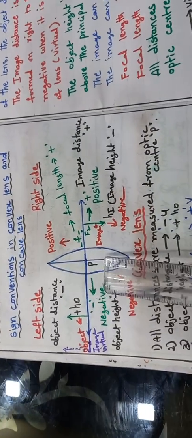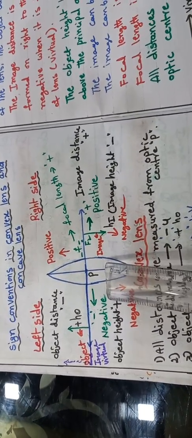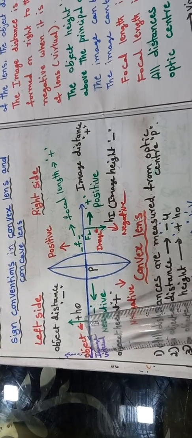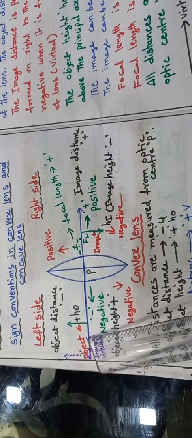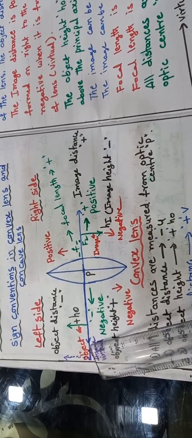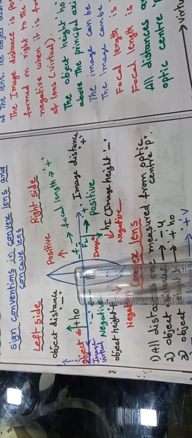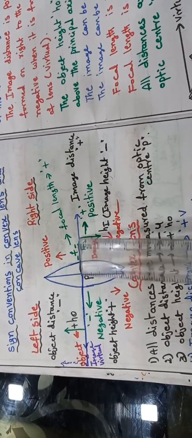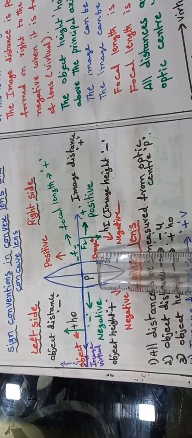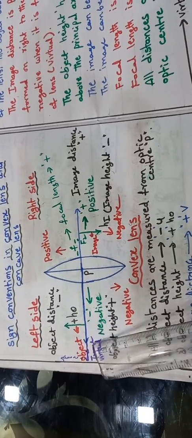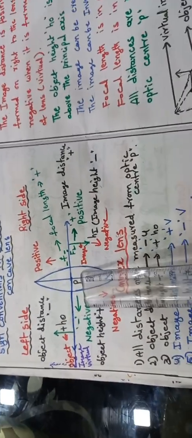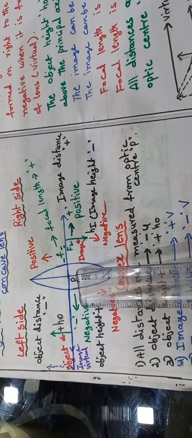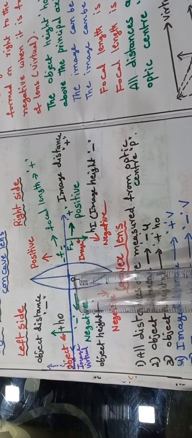Here we can see the convex lens. The object is always kept on the left side of the convex lens and the image is formed on the right side of the convex lens. All distances are measured from optic center P.